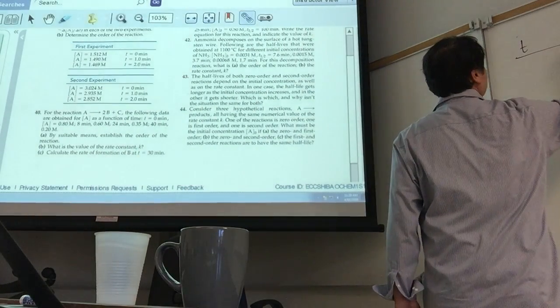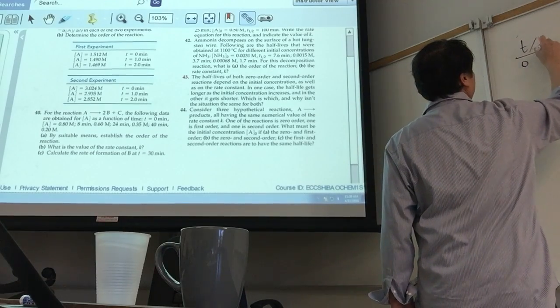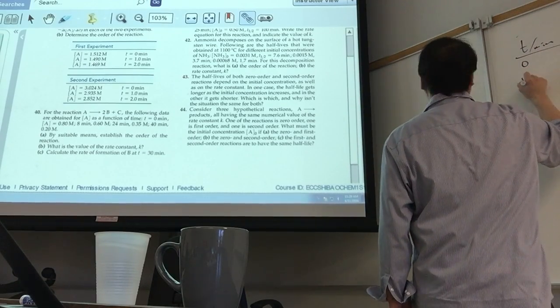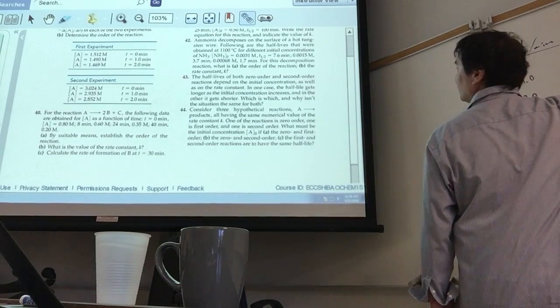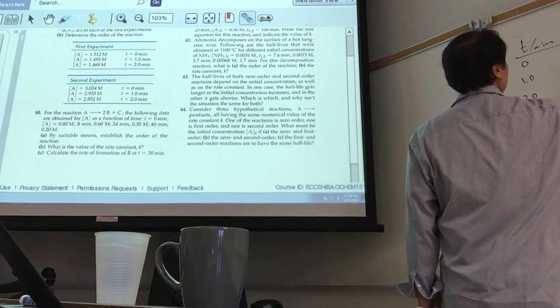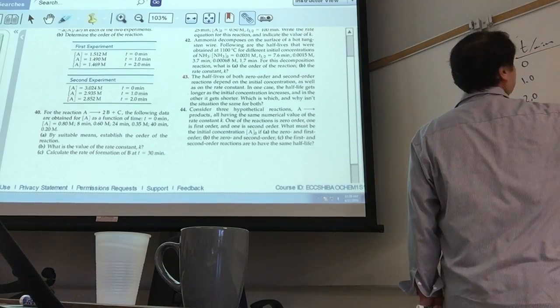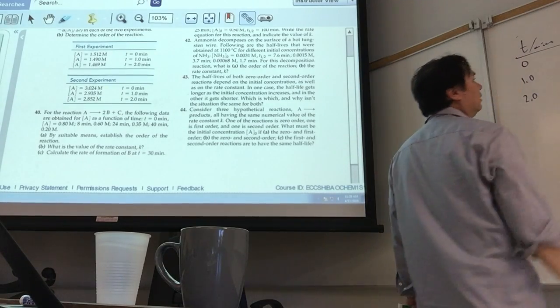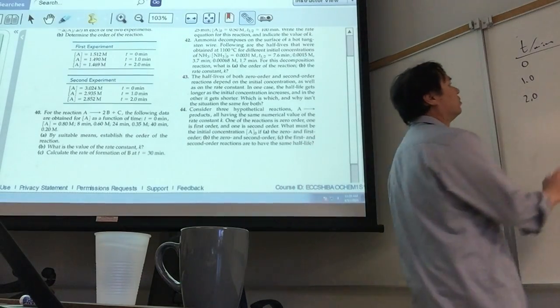The table's going to look like this. We'll put the time on the left here. So the time is going to be in minutes. So 0, 1.0, 2.0. And then the concentration will be in molar. It will be 1.512, 1.490, and 1.469. And we want to figure out what order this is.